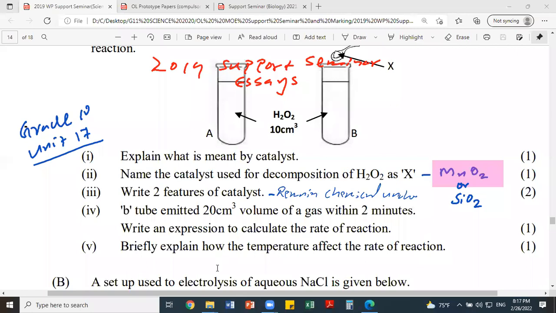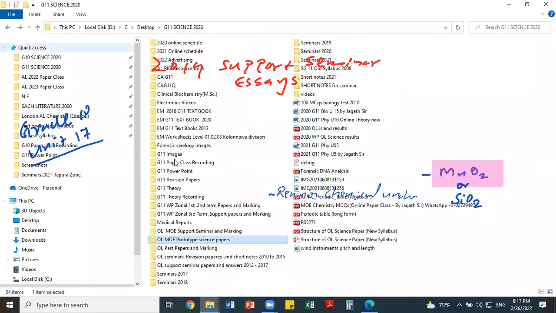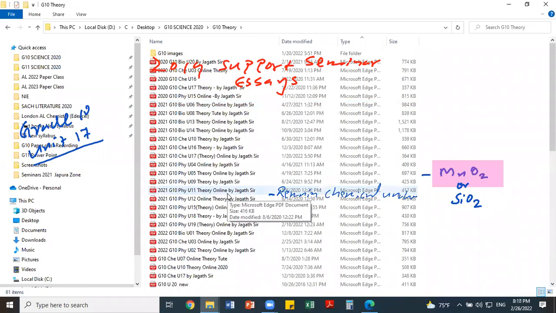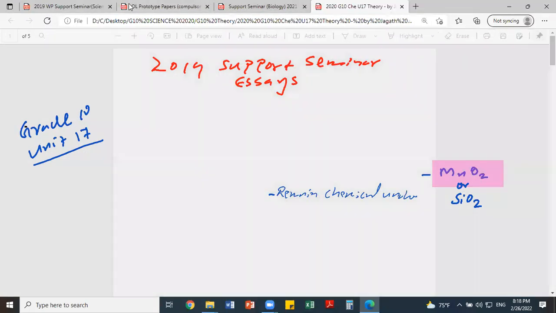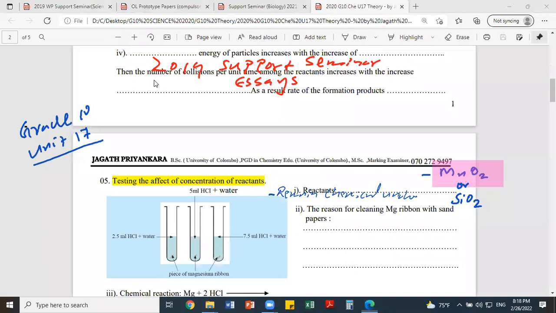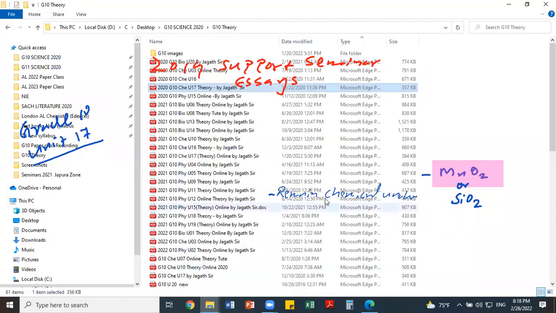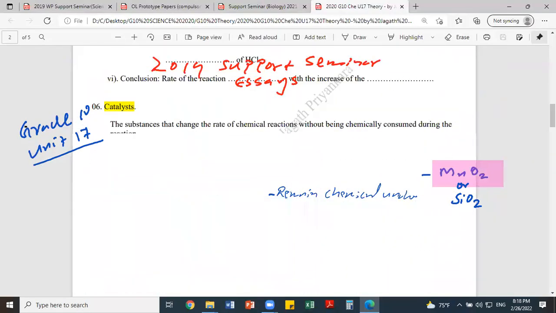Wait, I'll show the grade 10 theory, then it's easy to understand. Grade 10 theory tute, chapter 17. Then I don't need to write, you can directly get the answers from there. Grade 10, unit 17. Right. You can see the screen here.